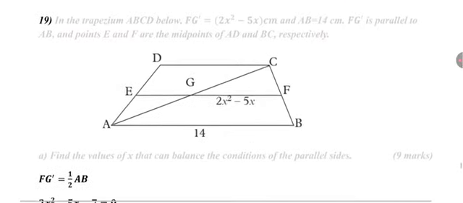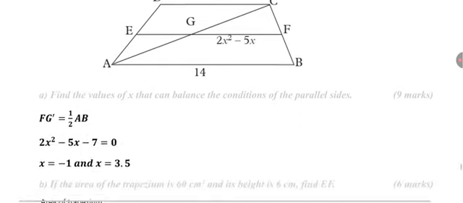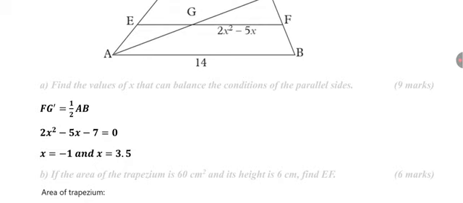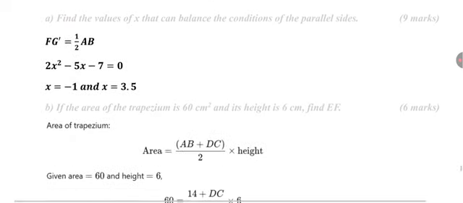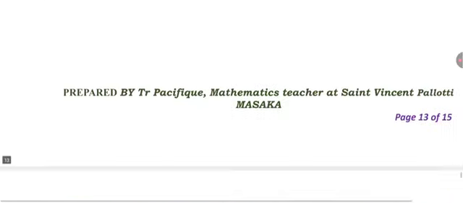And then we have number 19, trapezium ABCD with FG prime 2x squared minus 5x centimeter, as shown in the figure below. And then I've been asked to find the value of x that can balance the condition of the parallel sides. And you've been asked also to find EF if the area of the trapezium is 60 centimeter squared and its height is 6 centimeter. As you see, this is the answer.